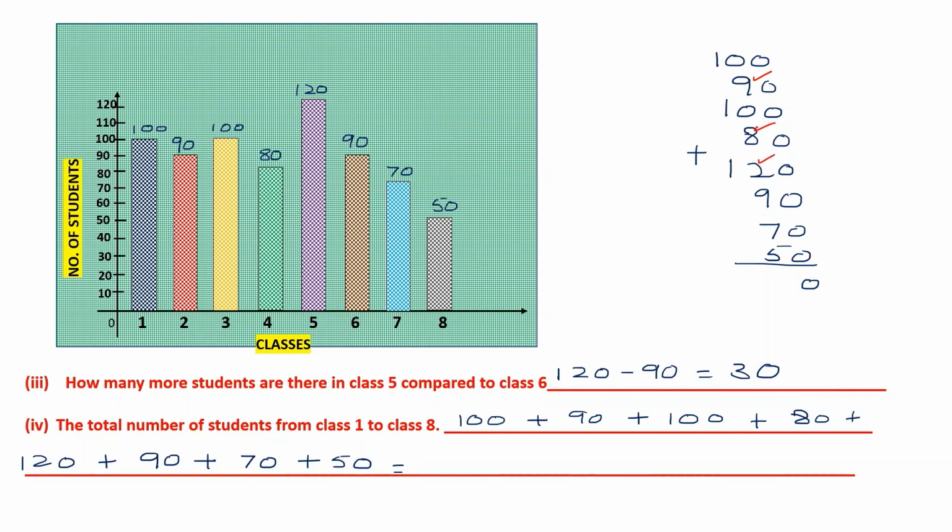17 plus 2 is 19. 19 plus 9 is 28. 28 plus 7 is 35. 35 plus 5 is 40. So that's 0 carry 4. 4, 5, 6, 7. So we have 700. So the total number of students from class 1 to class 8 is 700.